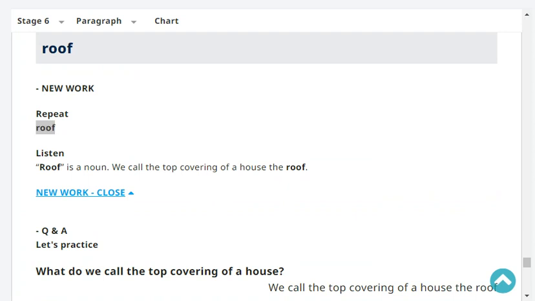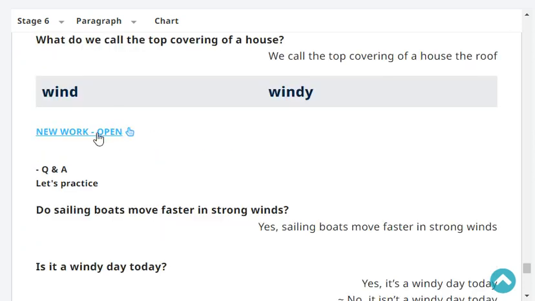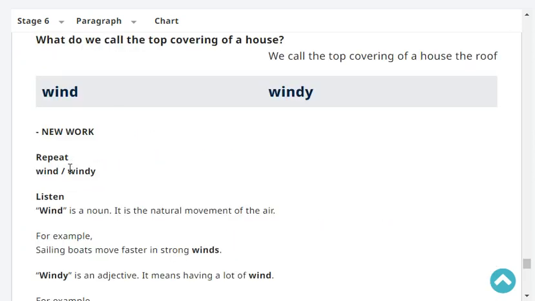Next, repeat roof. Roof. Very good. Okay, listen. The word roof is a noun. We call the top covering of a house the roof. Okay, let's practice. What do we call the top covering of a house? We call the top covering of a house the roof. Very good.